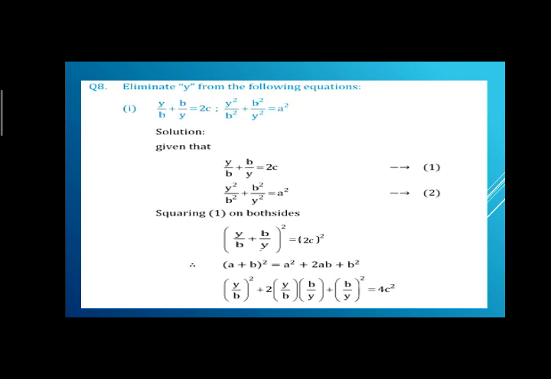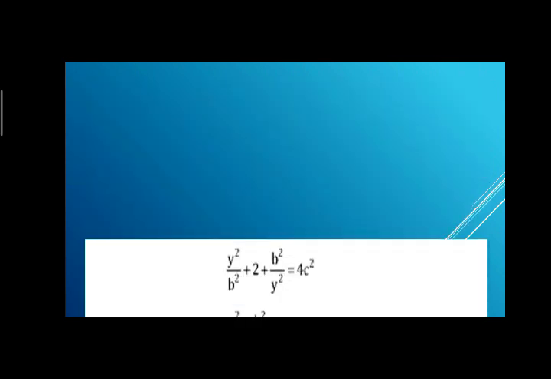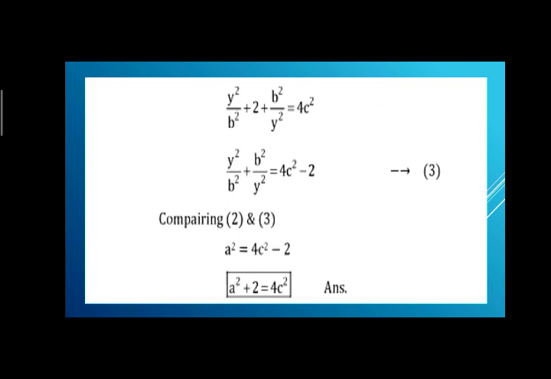Now y by b and b by y are in an inverse or reciprocal relation, so they cancel with each other. So you have the term y square by b square plus 2 plus b square by y square, that is equal to 4c square. Now you just simplify it further, that is plus 2 is shifted to the right hand side to make this expression similar to equation number 2. So here we have y square by b square plus b square by y square equal to 4c square minus 2. That's equation number 3.